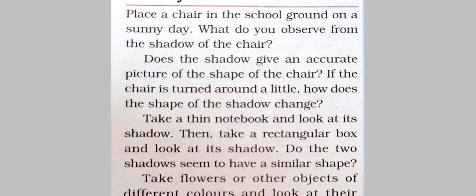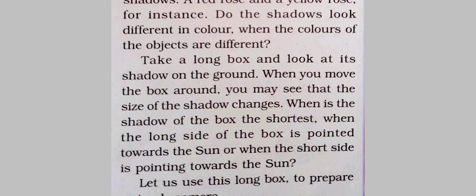Take another object like a thin notebook and look at its shadow. Then take a rectangular box and look at its shadow. Do the two shadows seem to have a similar shape? Take two flowers or other objects of different colors and look at their shadows. A red rose and a yellow rose. Do the shadows look different when the colors of the objects are different?